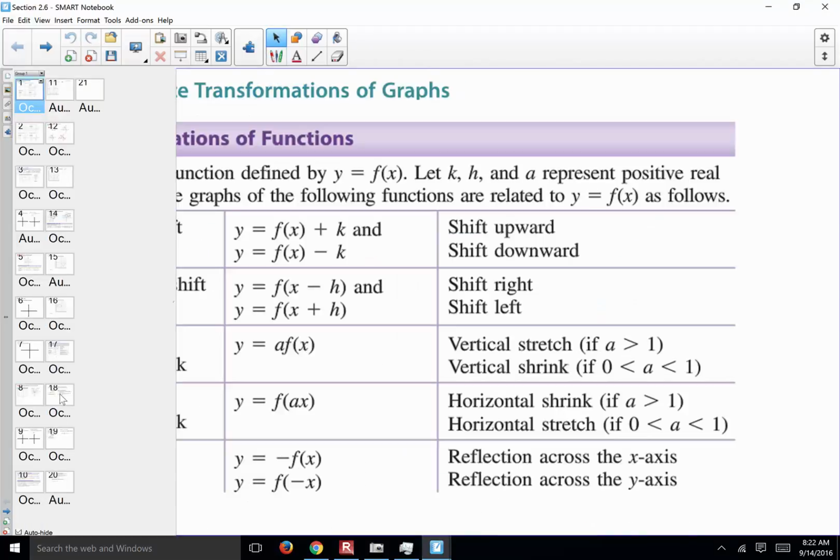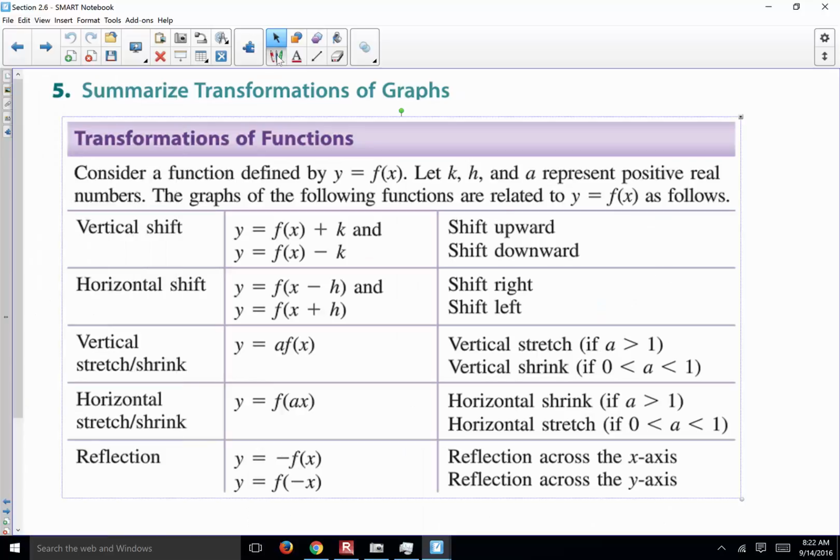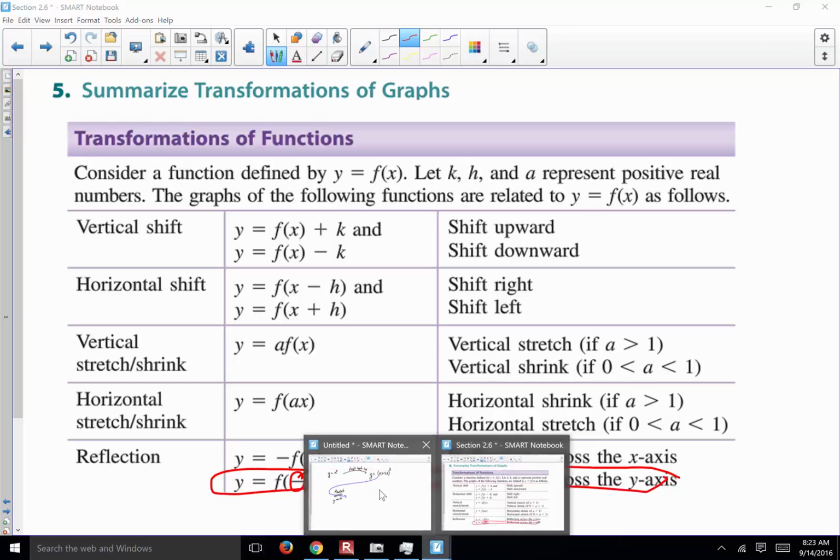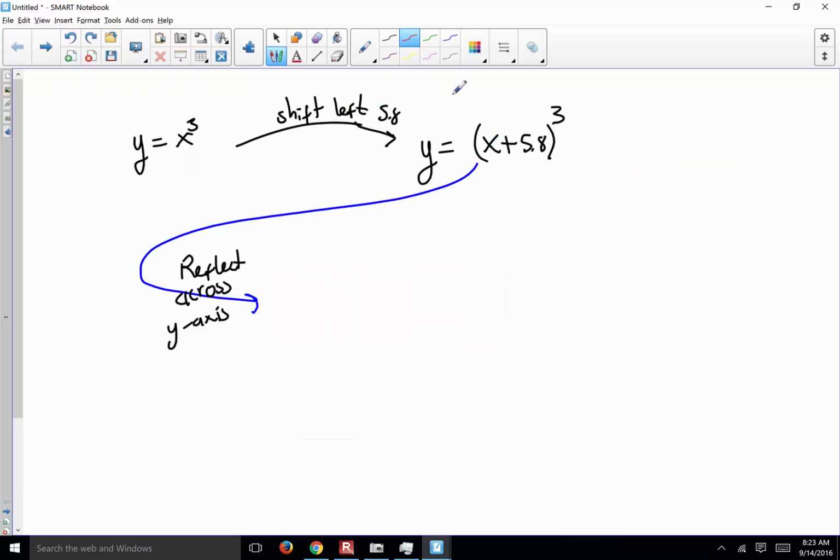Where was that entire table? Here we go. If you want to reflect along y-axis, you put the minus into x only. So I'm going to make these x's. I'm going to remove that x and bring it back with a minus. That's it.